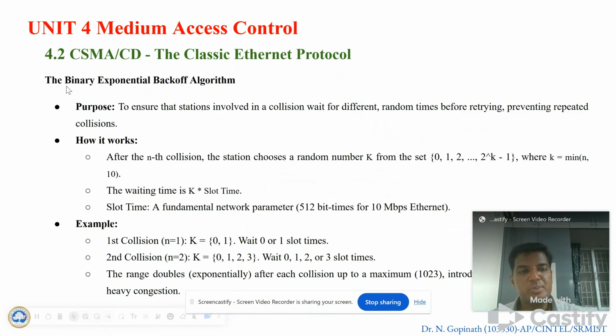So the binary exponential backoff algorithm. The purpose is to ensure that stations involved in a collision wait for different random times before retrying, preventing repeated collisions. How it works? After the nth collision, the station chooses a random number k from the set where k is the minimum of n and 10. The waiting time is k times the slot time, and the slot time is defined as a fundamental network parameter.